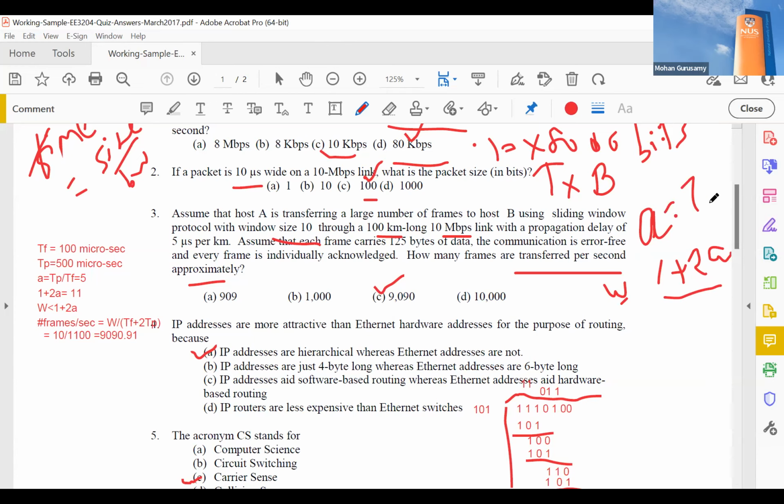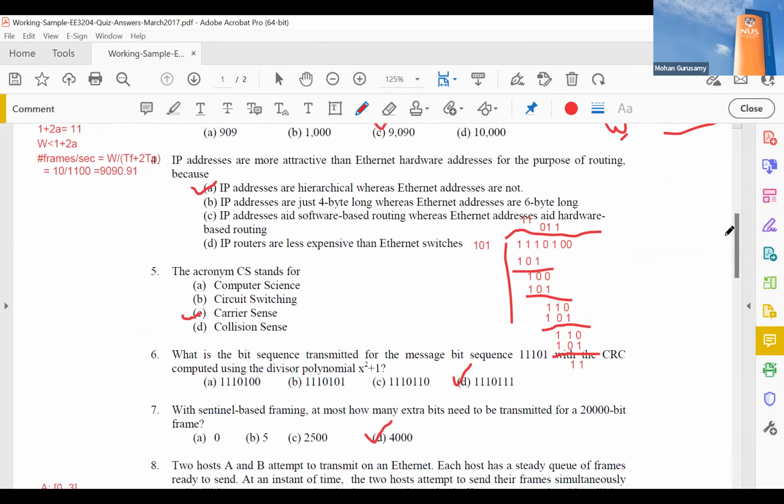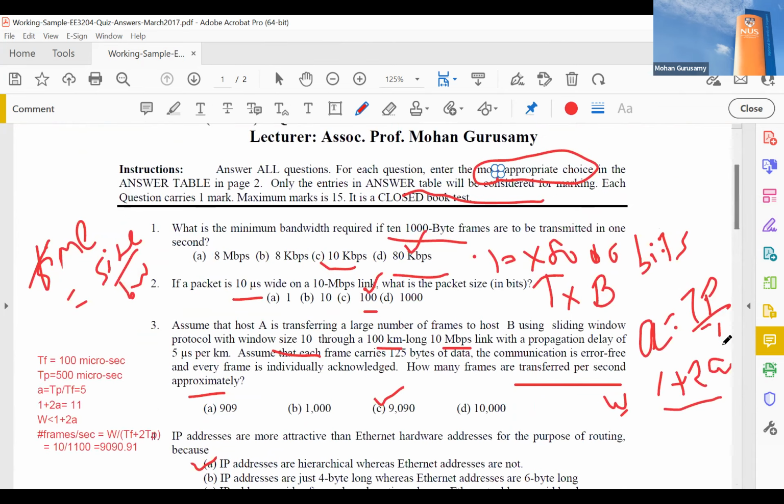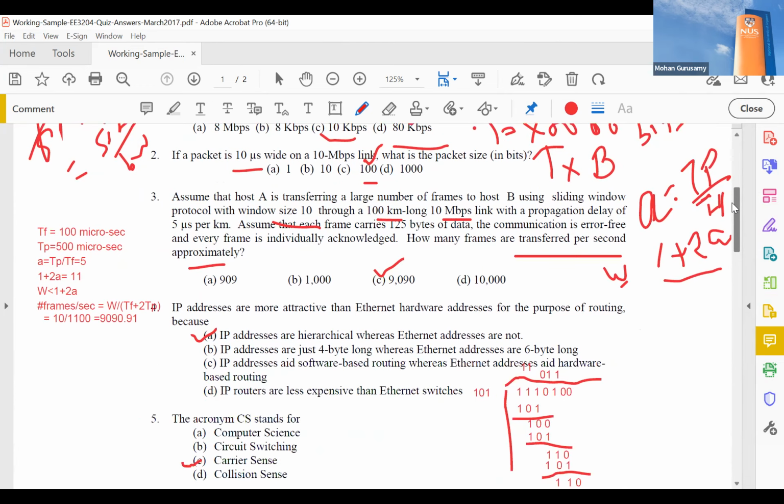A is nothing but TP by TF, propagation time by transmission time. To save time, I already worked it out here. TF is 100 microsecond. How did you get 100 microsecond? Transmission time is size divided by bandwidth. Size is 125 bytes. 125 multiplied by 8, this is 1000 bits. Size divided by data rate or bandwidth. Data rate is 10 Mbps. So 1000 divided by 10, that is 100 microsecond.